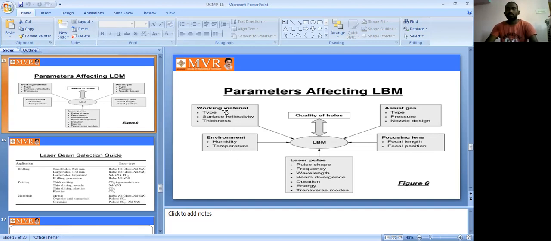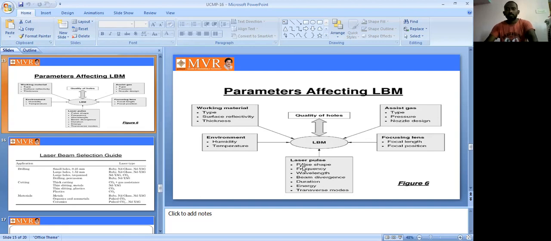Next is the working material, which is very important: what kind of material we are using in the laser beam machining process, and its surface reflectivity. Thickness is also very important. If the thickness is high, we cannot machine the workpiece, so that is a waste of process. So based on the thickness, from 1 mm to 10 centimeters, you can choose the workpiece and machine it. These are the effects: first the working material, then the environment, assist gas and focusing lens. These are the very important ones that mainly affect LBM.